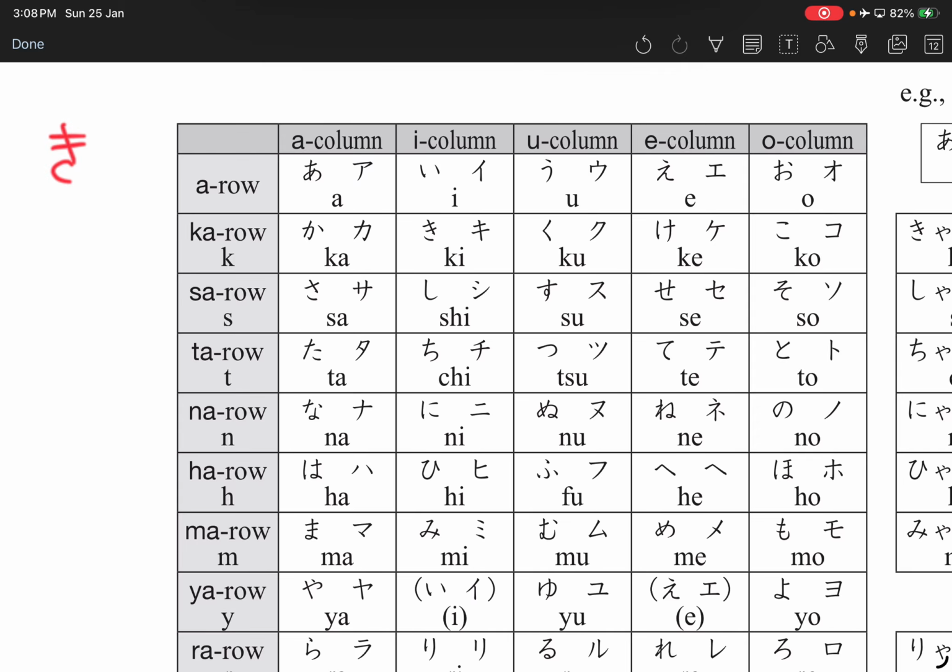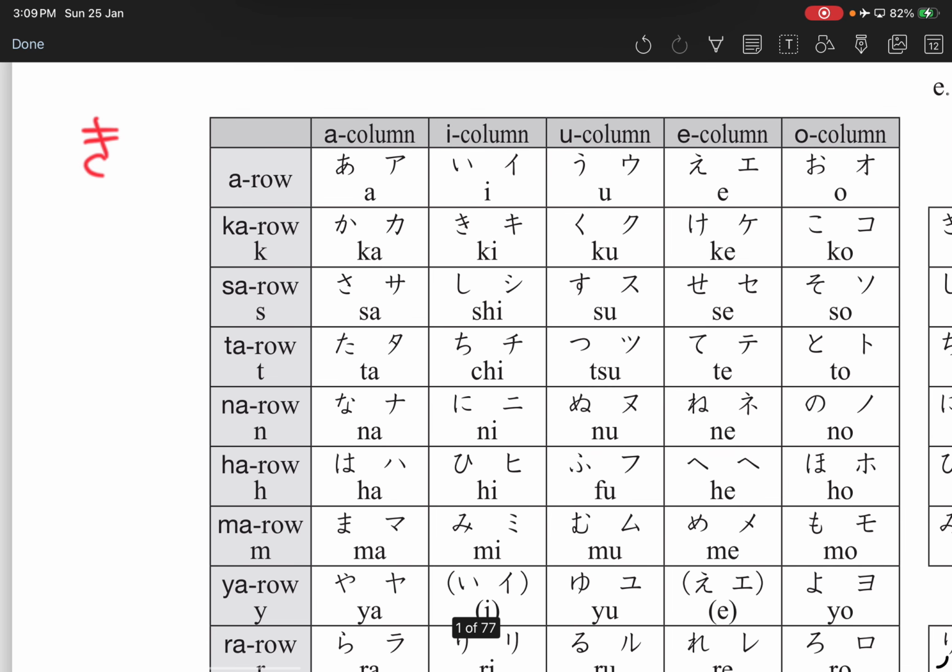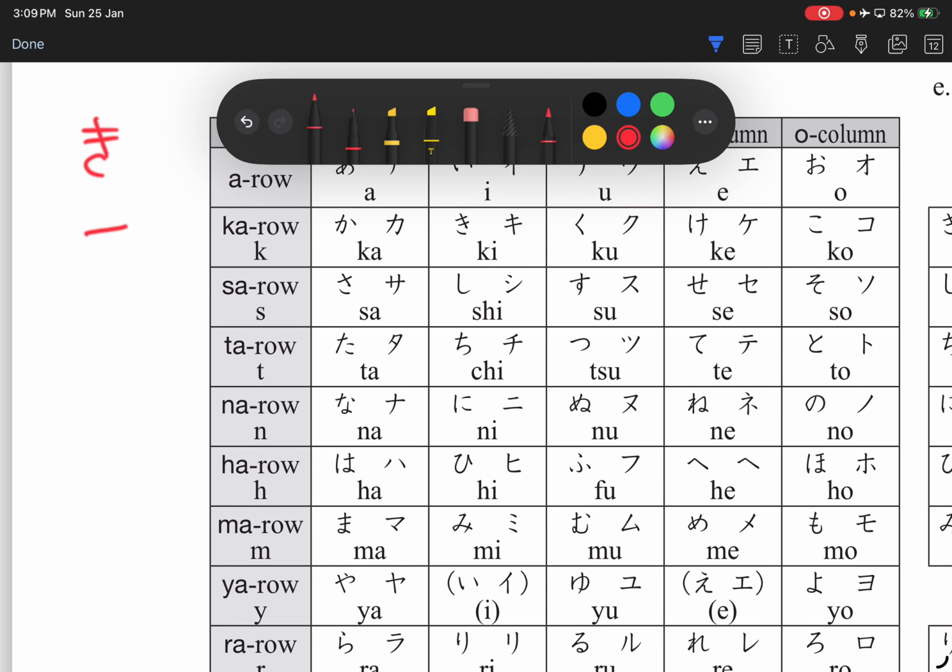Next one is the S row. Sa, shi, su, se, so. Right? So is not so hard to write. So is just one stroke only. It looks like a lot of strokes, but it's actually one stroke only. So 1, 2, 3, 4. It's just like a Z and then a bracket, a C downwards. So all in one stroke. That will be so.